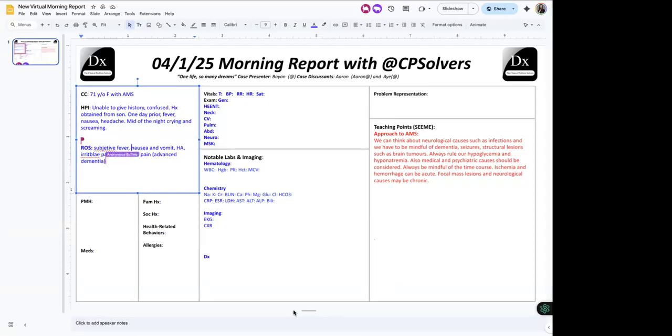And then for her past medical history, as I mentioned, she has advanced dementia, but she's not on any medications for it. She has type 2 diabetes and hypertension. She takes a metformin-sitagliptin combination pill and amlodipine, and she's compliant with her medication because her son makes sure that she takes them. She also has a non-specific arthritis.